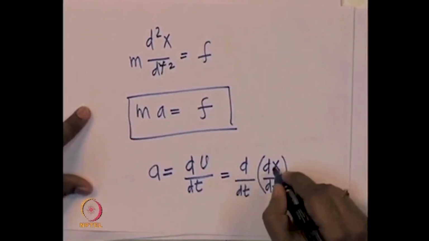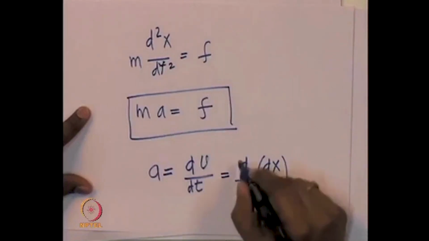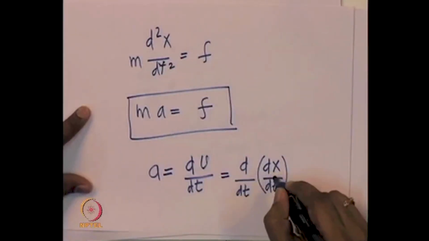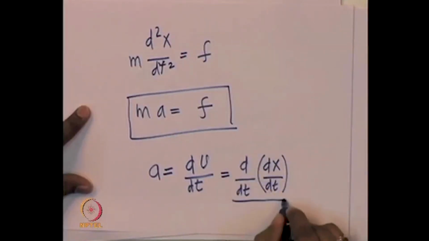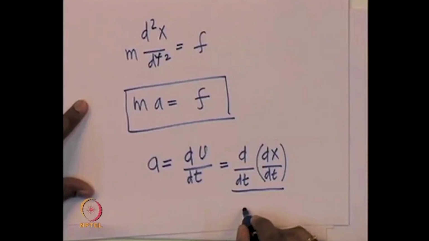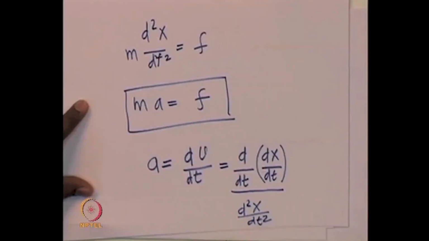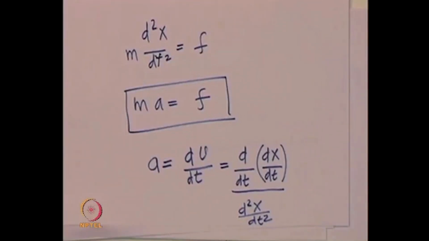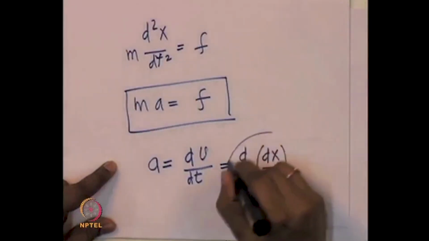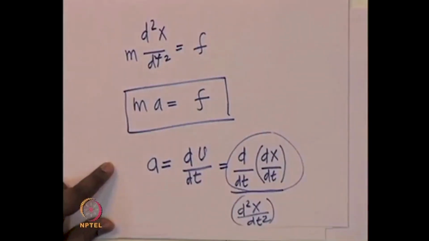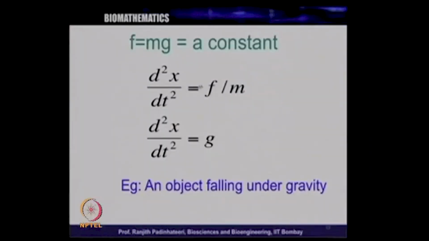So dx by dt is v, and d by dt of this is acceleration. So this whole thing can be written as d square x by dt square. Essentially, acceleration can be written as d square x by dt square, and acceleration is force by mass.